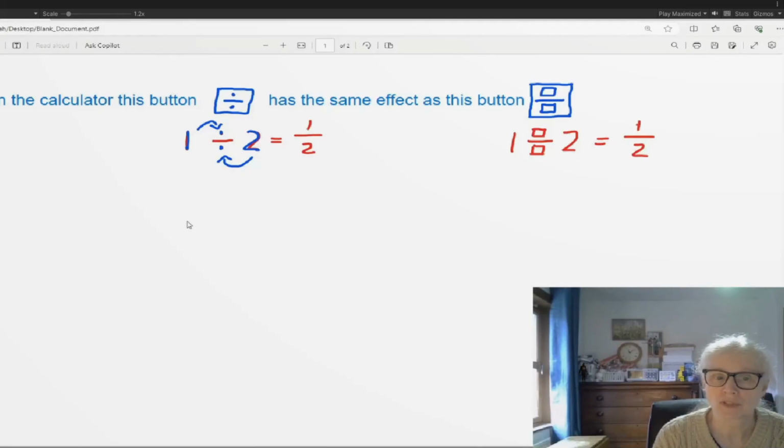How many 2's are there in 1? Imagine this is what a 1 looked like, and this is what the 2 looked like. How many of these 2's will fit in this 1? And the answer, of course, is only a half of that 2 will fit in that 1.